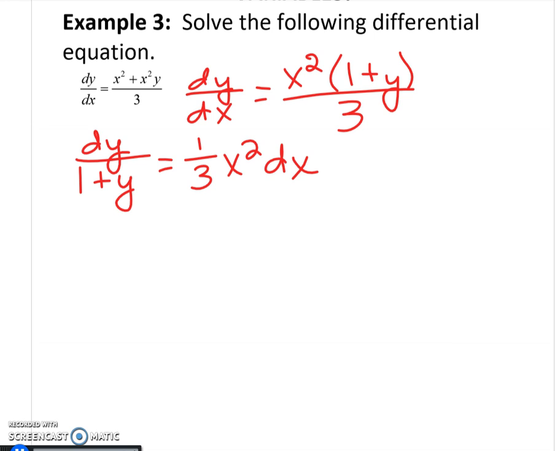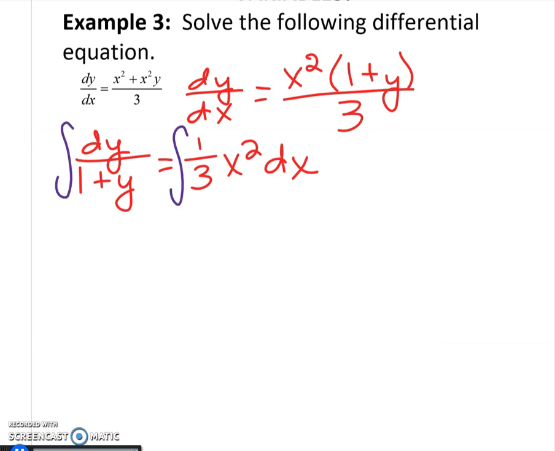And I pulled the 1/3, or the 3 that was in the denominator, out in front to be a 1/3 because I think that'll make my integration process easier if I don't necessarily think of that as a fraction with x squared in it. Now that I have everything separated, I'm ready to integrate.